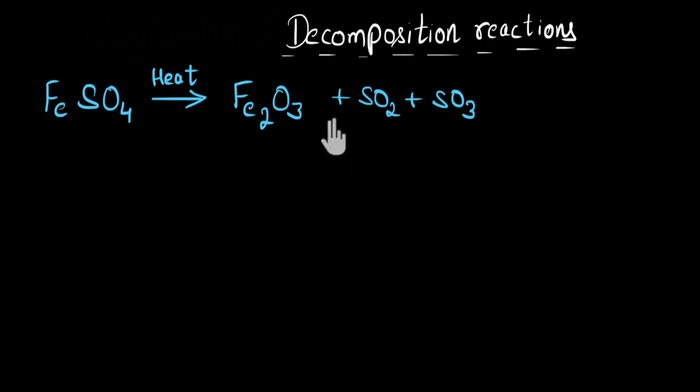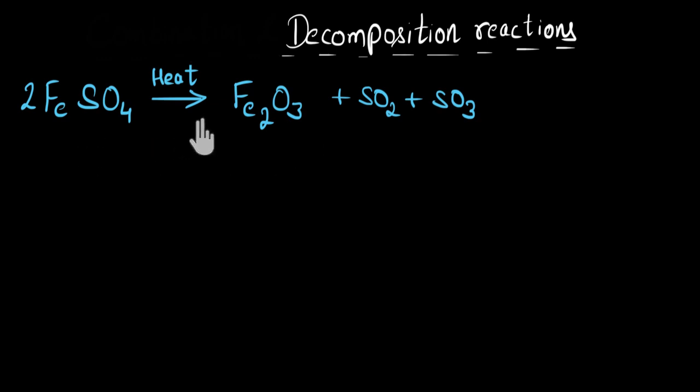Okay, let me just quickly balance this. Over here I have 2 iron, so let me just put 2 iron over here. So now I get oxygen is 8 on both sides. Sulfur is 2, sulfur is 2. Yes, so this is the balanced reaction of the decomposition of iron sulfate.